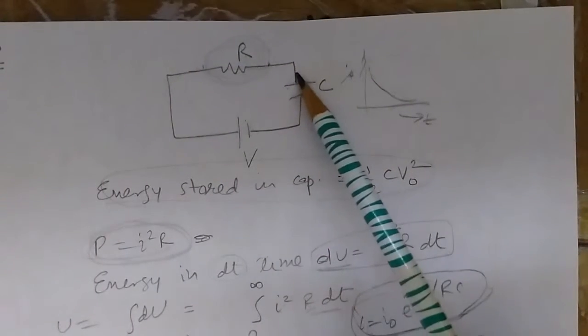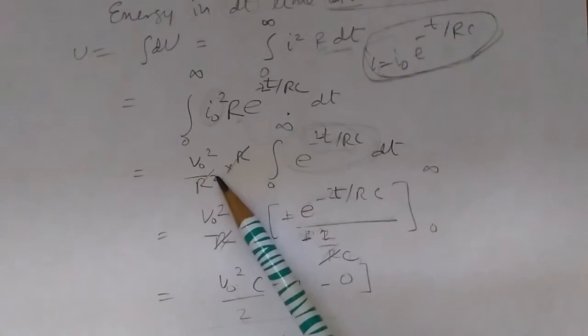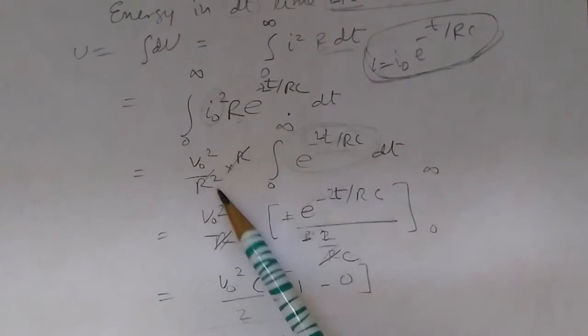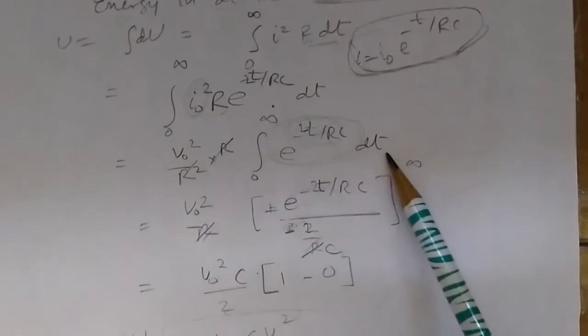Now instead of I naught we can write V by R, because I naught is the initial surge current. Initially the voltage here is V, and on this point we can assume it to be 0, so the initial surge current is V by R. So I naught square is V naught square by R square, and one R cancels, so we have V naught square by R times the integral of e to the power minus 2t by RC dt.